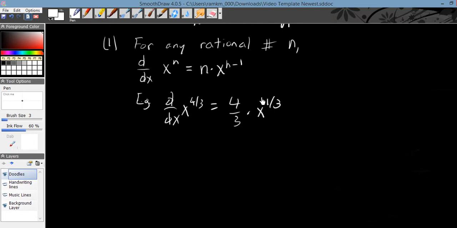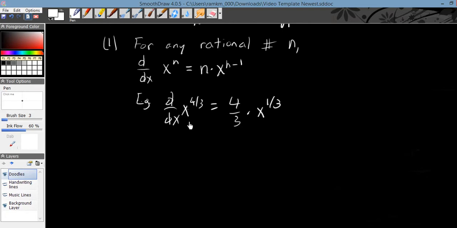And how should we interpret this? Well, we should interpret it like so. If you want to find the instantaneous slope of the function x to the 4/3 at a given value of x, you're going to have to plug that value of x into the function 4/3 times x to the 1/3.